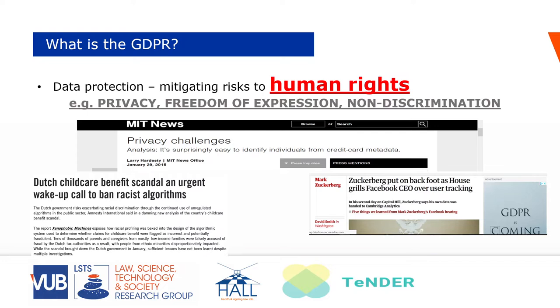You saw how easy it is to identify people. There was an MIT study from 2015 in which they took 4 data points from people's credit card purchases in supermarkets. If you know 2 dates and 2 locations of when and where the purchase was made, you can identify over 90% of people. So it's actually fairly easy to track people.